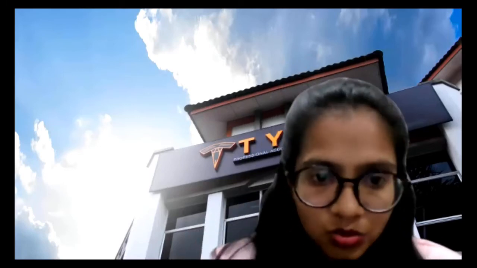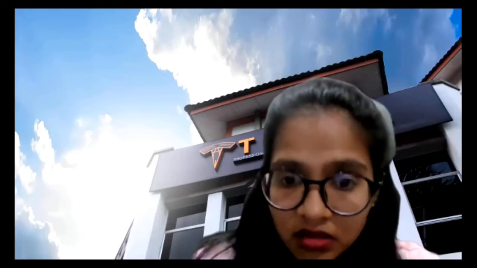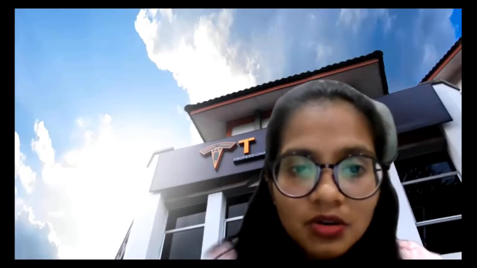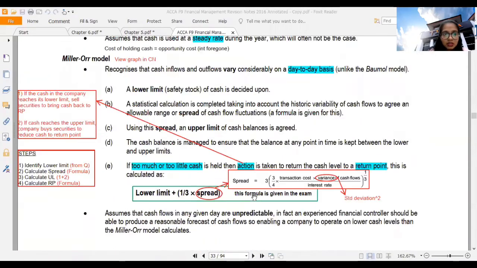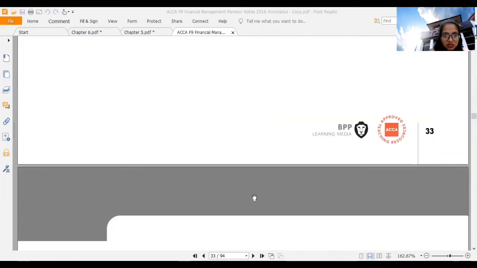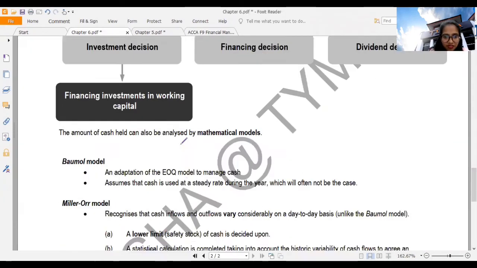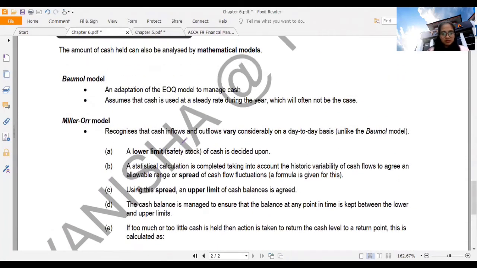Okay, guys, so now we are moving to the final part of chapter 6. It is not actually that long, so I might just mix it together with the tutorial session. Let's see how it goes because it's quite short. In this part of the topic, we are going to learn about cash management models. Here you can see in your notes from chapter 6 that I've written cash management models.